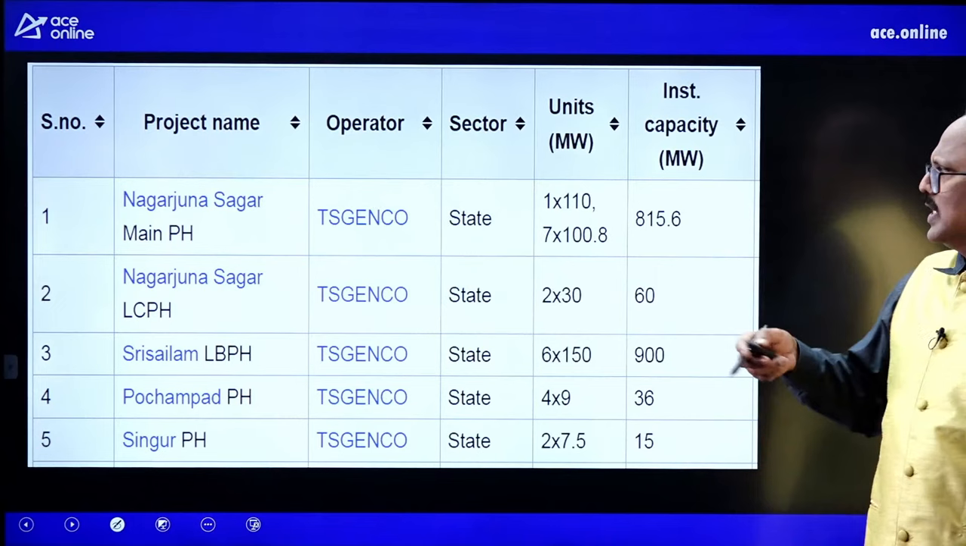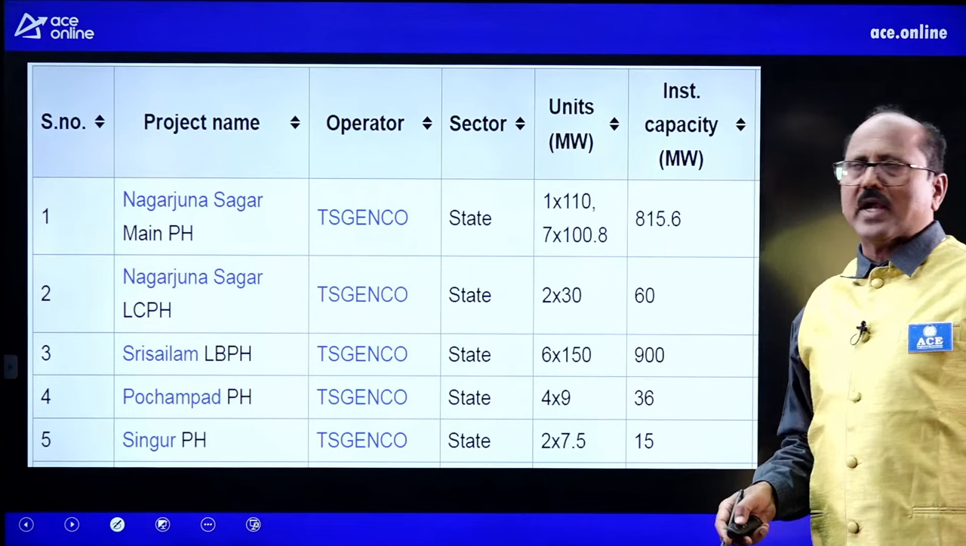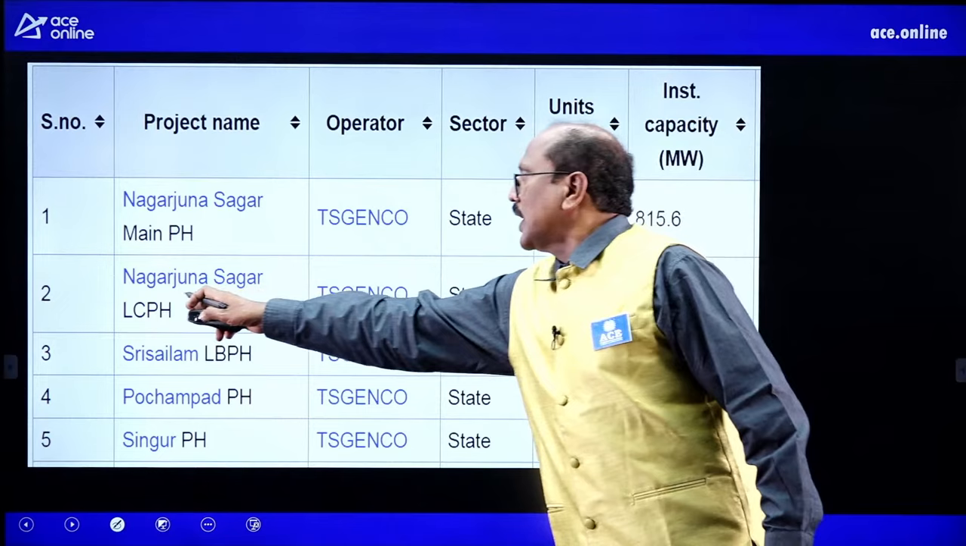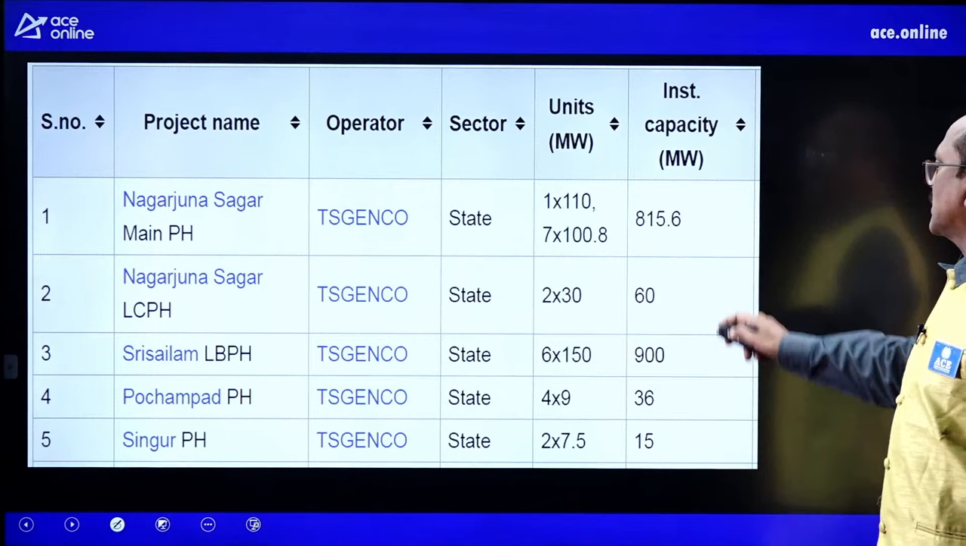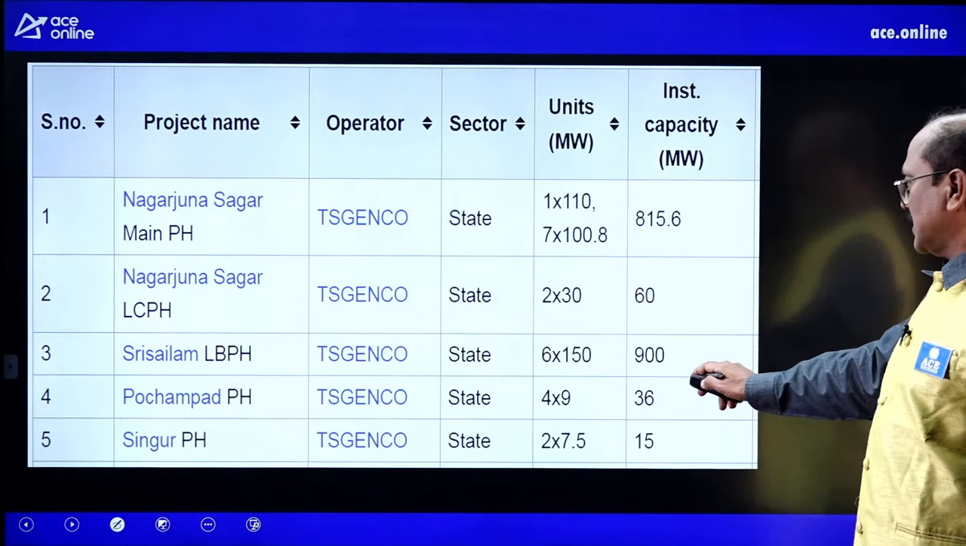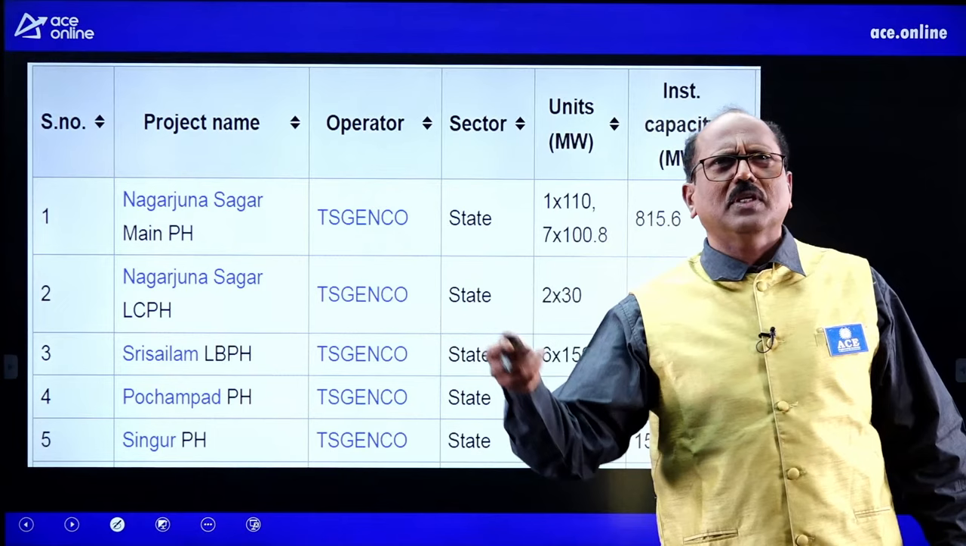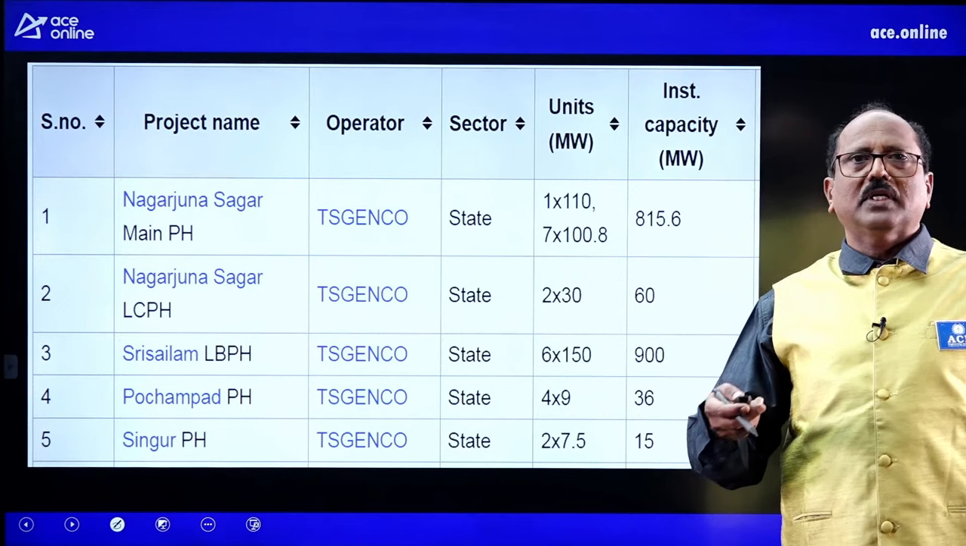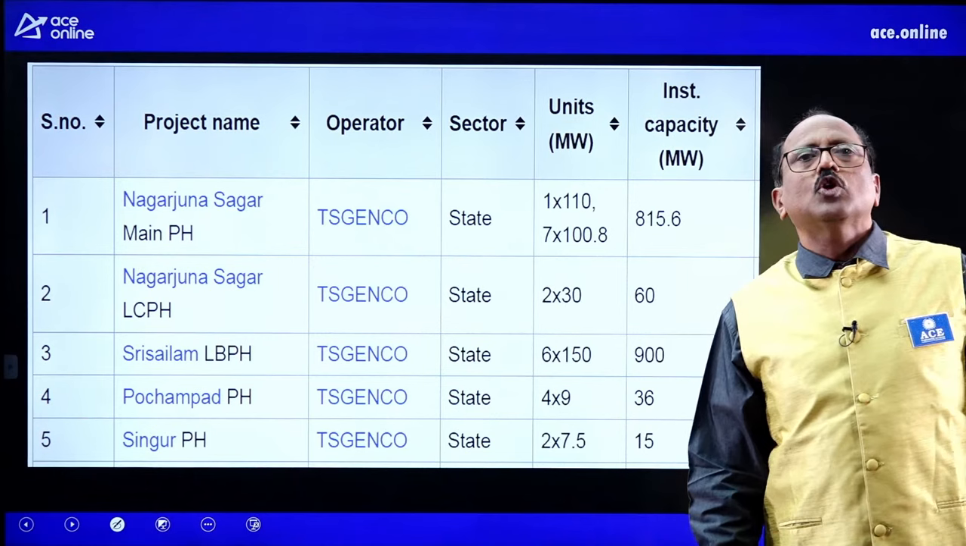As I said, Nagarjuna Sagar, 815 megawatts. Nagarjuna Sagar left canal power plant, along the canal we can produce power, 60 megawatt. Srisailam left bank, 900 megawatt. Pochampad, 36, as I said. Singur, 15. From here to Singur, hardly 80 kilometers from Hyderabad. At Singur, where we have the water scheme, apart from the water supply to the city, there is a provision of a Kaplan turbine to produce hydropower, that is 15 megawatt.